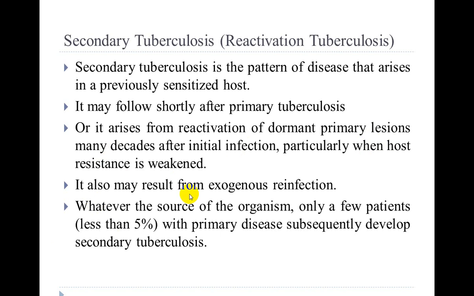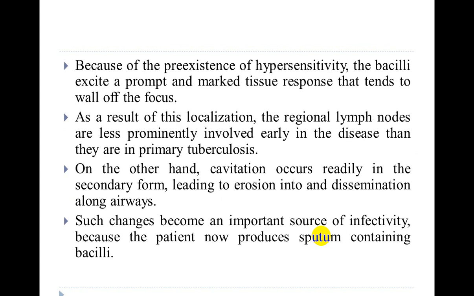It also may result from exogenous reinfection. This is the other possibility, that the patient has reinfection by the bacteria, not reactivation of a previously present bacteria inside the Ghon focus. Whatever the source of organism, only a few patients, less than 5% of primary diseases, subsequently develop tuberculosis. So only a small percentage of primary patients have secondary tuberculosis.